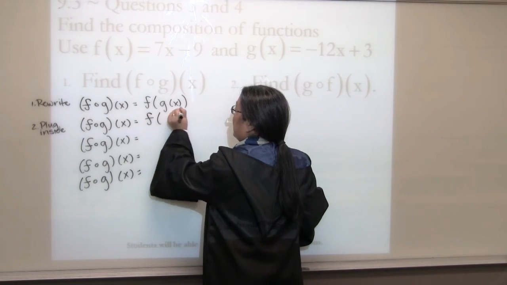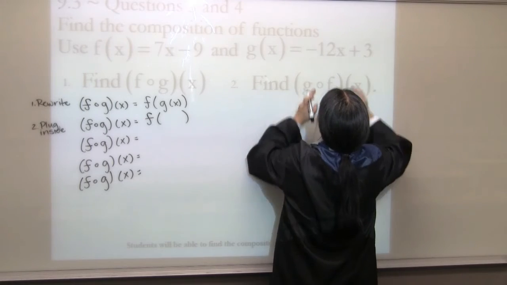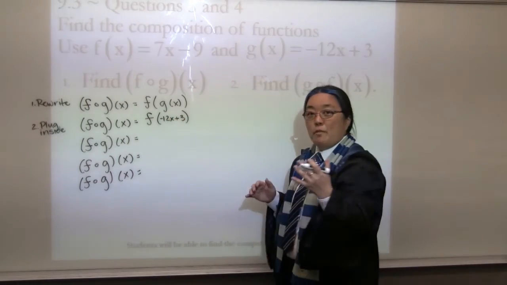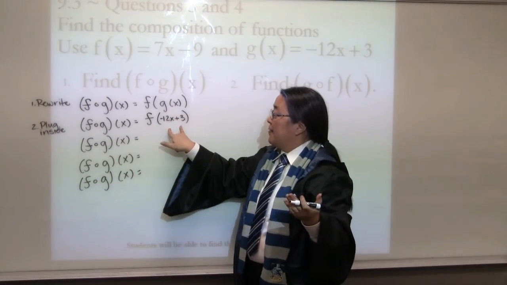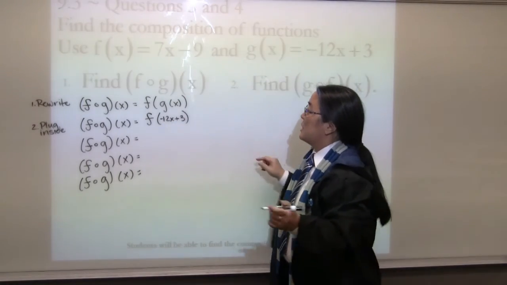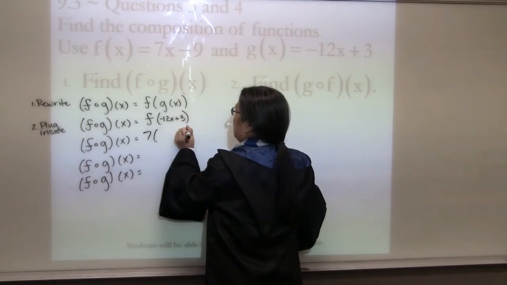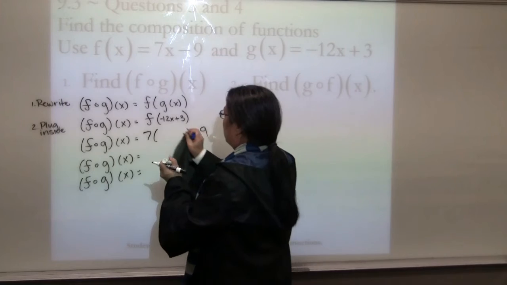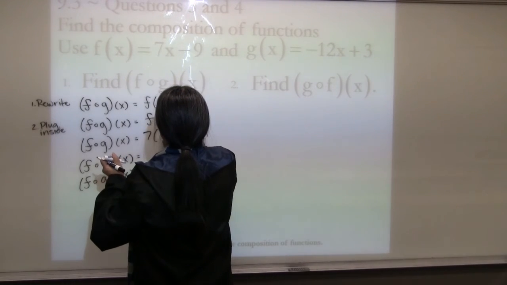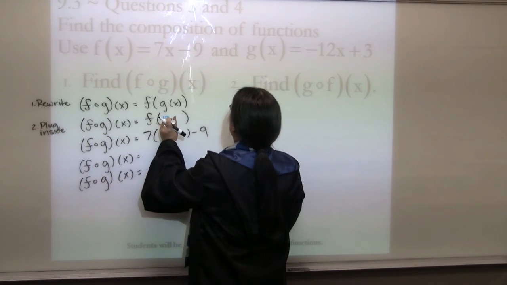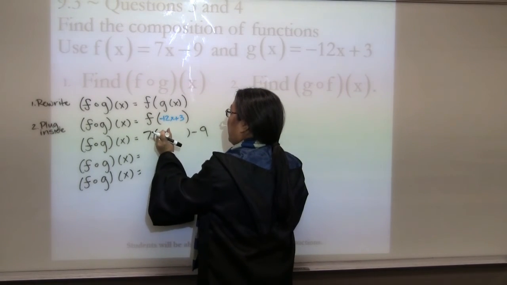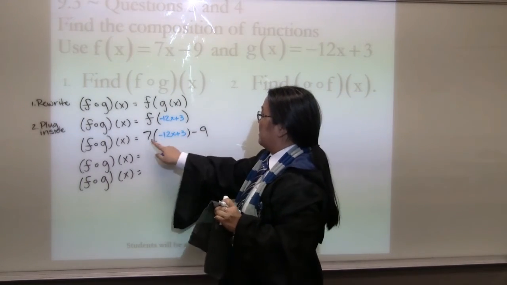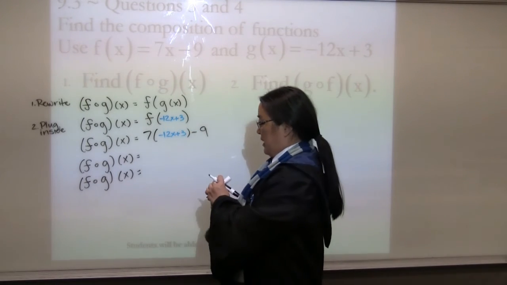So the f stays on the outside, and the g of x is negative 12x plus 3. You'll remember from back in chapter 3, if we have f of something, this gets plugged into all the x's. So this says 7x minus 9. And what we're going to do is we're going to take this g of x, which is our negative 12x plus 3, and we're going to plug in negative 12x plus 3 into 7x minus 9. This goes instead of x.